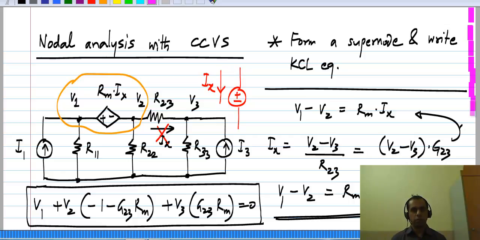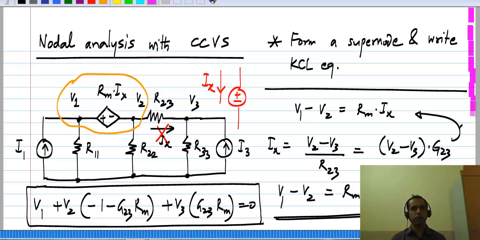Now, there is a problem because you don't know what the current through the voltage source is, and earlier we formed a supernode and ignored that current altogether, but here that current is controlling another voltage source. So this case is a bit more complicated and I won't deal with it here.